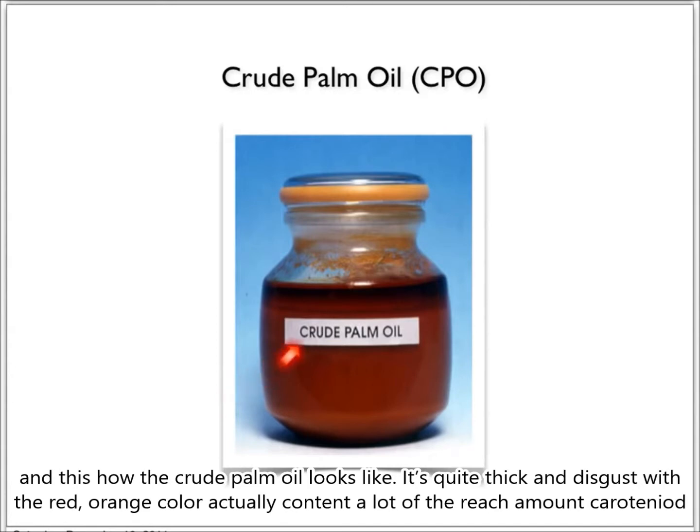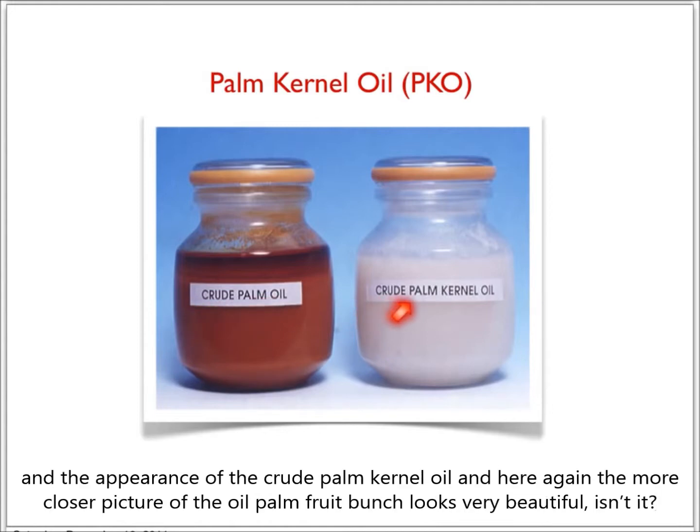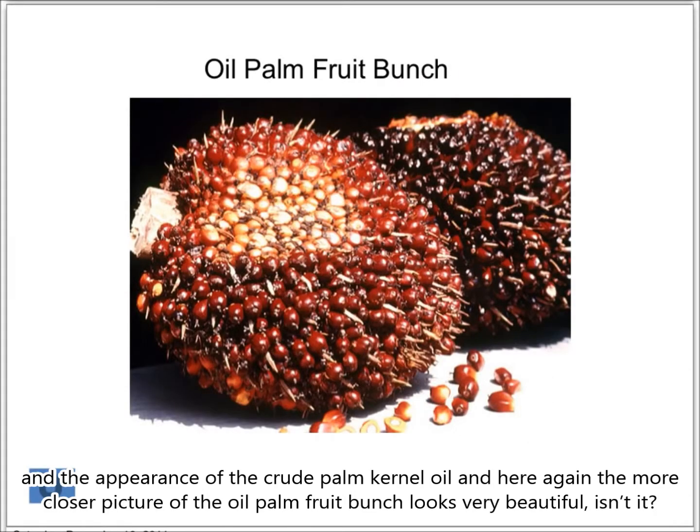And this is how the crude palm oil looks. It's quite thick and viscous with a red or orange color. It actually contains a rich amount of carotenoids. In this picture you can see a side-by-side comparison between the appearance of crude palm oil and crude palm kernel oil. And here again is a closer picture of the oil palm fruit bunch. Looks very beautiful, isn't it?